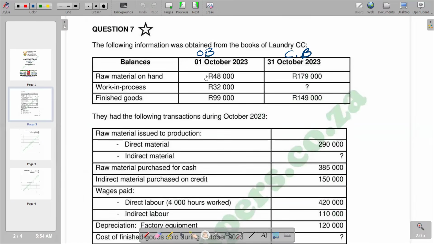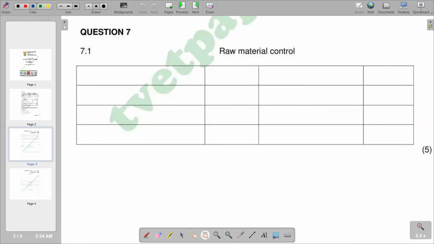So we are going to start with the raw materials on hand, which is 48,000. So this is going to be an opening balance in the raw material control account. So we can just look for a raw material control account. So this is our raw material control account. Well, that is where we're going to have our opening balance, and it will be on the debit side, which is our balance b/d. So we have our balance. Then we have an amount of 48,000.